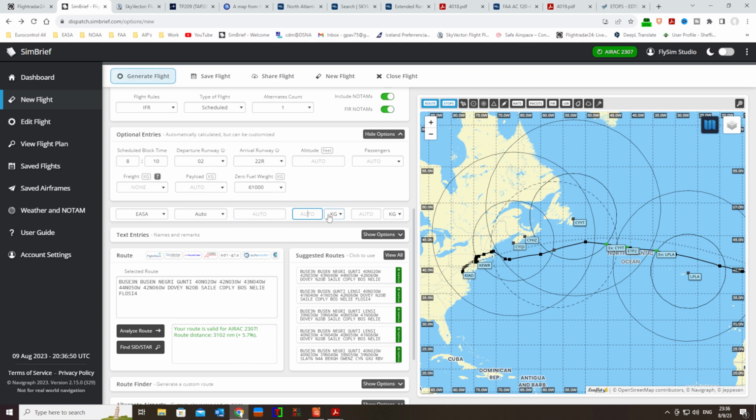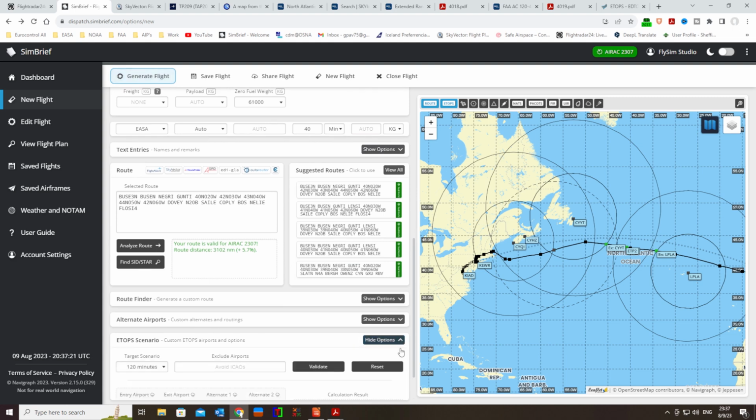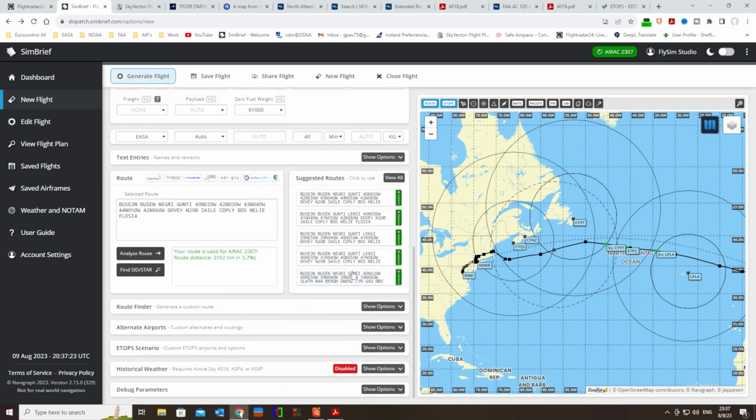Let's check that here. I will put some, I don't know, let's say 2000 fuel more extra, or we can do it in minutes. Let's say I need another 40 minutes of extra fuel, not 1 minute. Let's say that due to this problem, and hopefully I'm not gonna end up being overweighted. ETOPS, we are good to go with 120, yes.